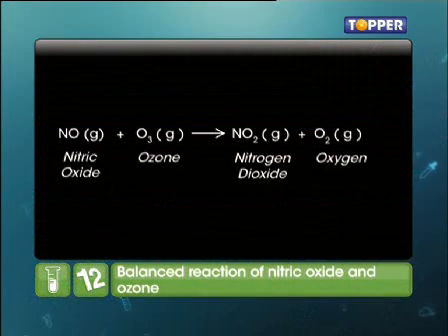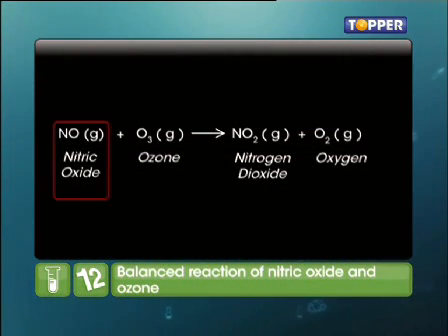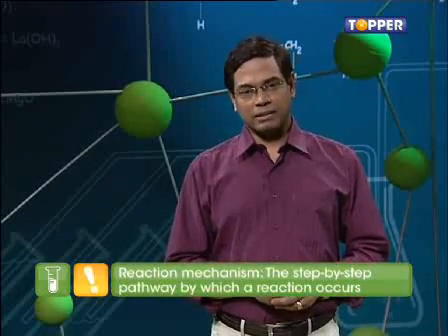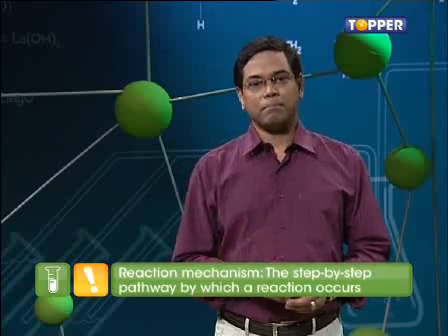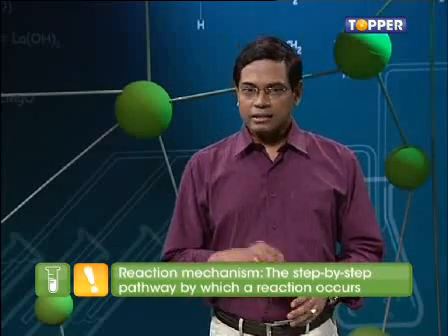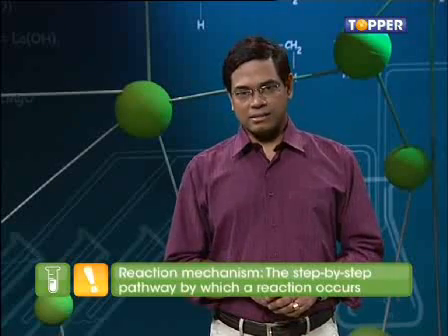Here is a balanced chemical reaction of nitric oxide and ozone. We can tell that the reactants are nitric oxide and ozone, and a chemical reaction between them leads to the products nitrogen dioxide and oxygen. But there is no information about the process by which a reaction occurs. So chemists have devised a method to denote the step-by-step pathway by which reactants change into the products. This is called the reaction mechanism.